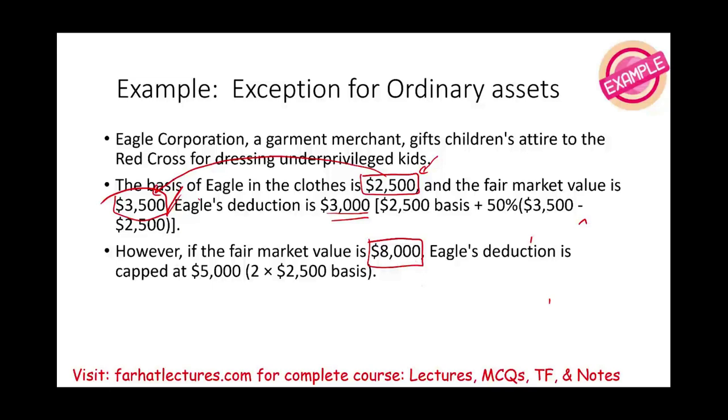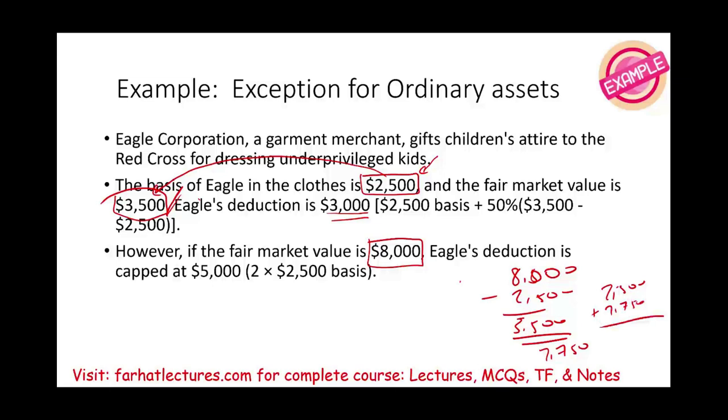Why? Because let's go back to the original example. If we're going with $8,000 as the fair market value minus $2,500, let's see how much the appreciation is. That's $5,500 of appreciation. If we take 50% of that, that's $2,750. Now, we're going to take $2,500 plus $2,750. That's going to give us $5,250, assuming we went with the basis plus 50% of the appreciation. Well, that's the general rule. However, you cannot exceed twice your basis. Twice your basis is $2,500 times 2. Therefore, you are allowed only $5,000.